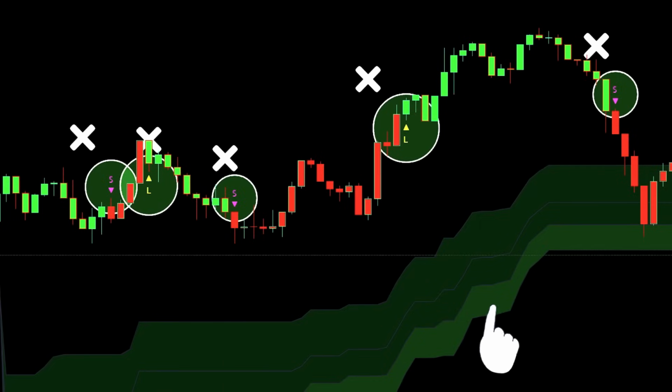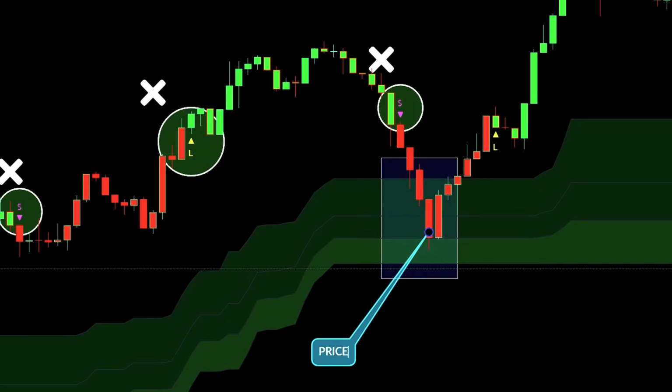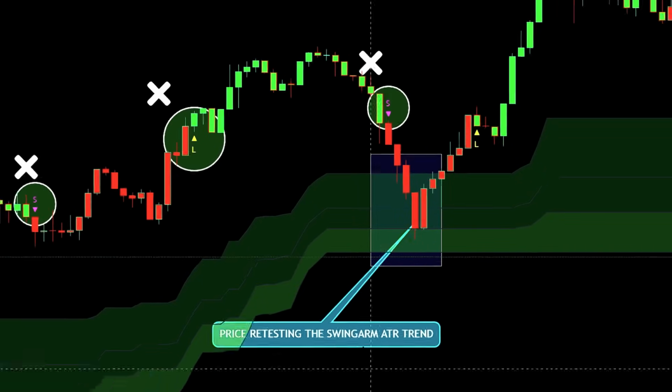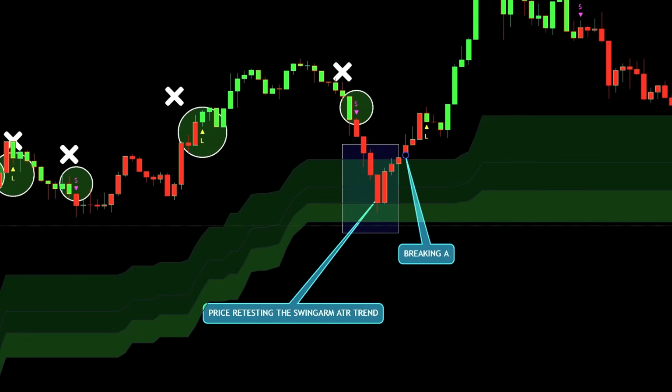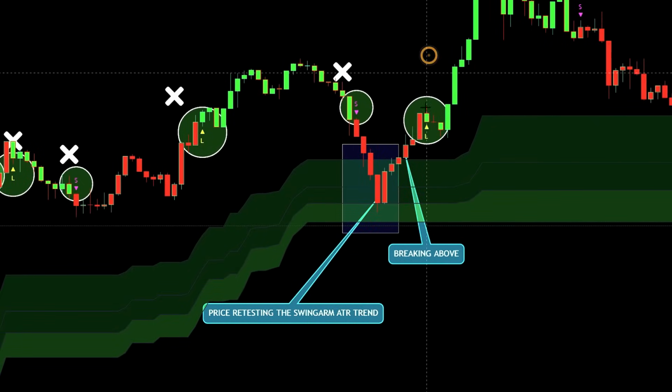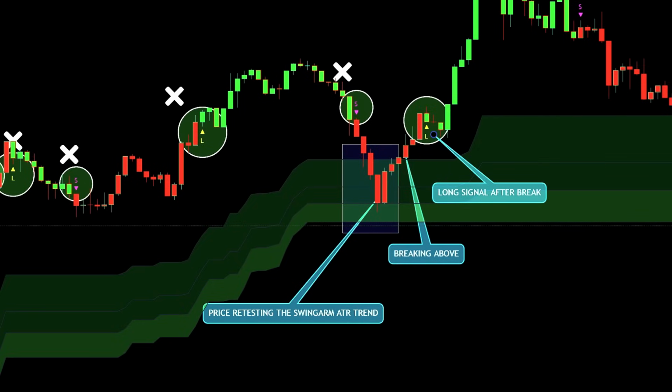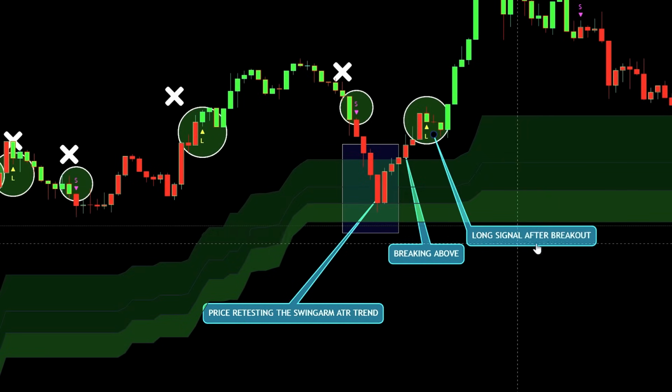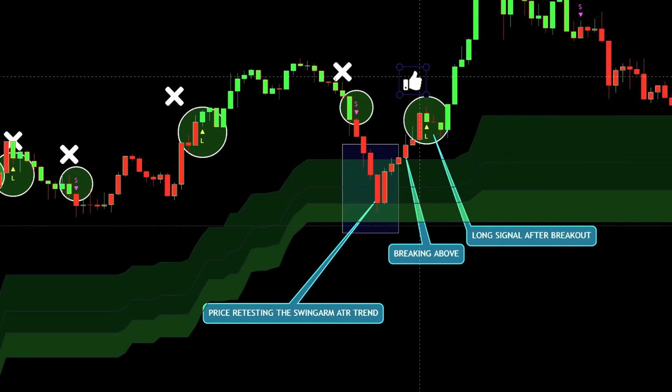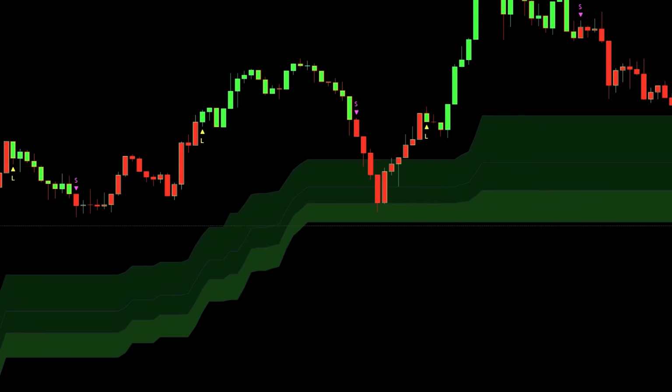See how the SwingArm Trend Indicator is all green? That tells us the trend direction is bullish. This is the first step in knowing when to buy crypto or stocks. Then, watch closely. The price candles come back down and retest the SwingArm ATR ribbon. This is the pullback we're looking for. After that, we wait. We need the price to break back above the ribbon. And then, here's the kicker. An L signal, or long or buy signal, needs to pop up right after the breakout. If all those things line up, that's your valid buy signal. That's when you enter the trade.